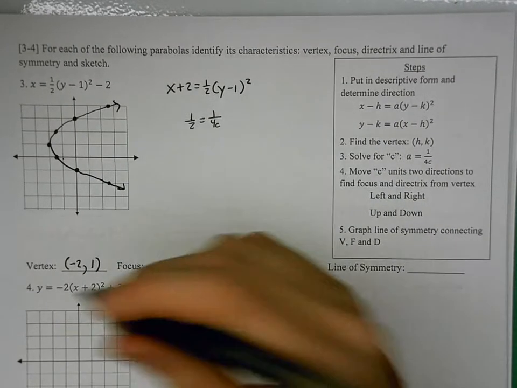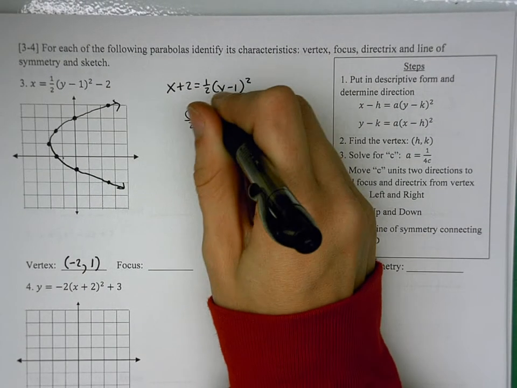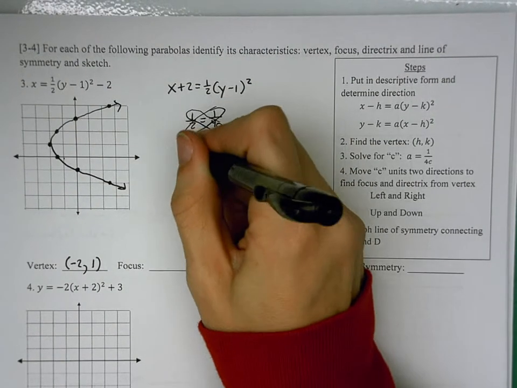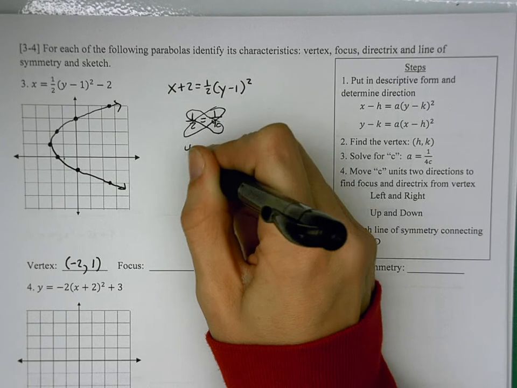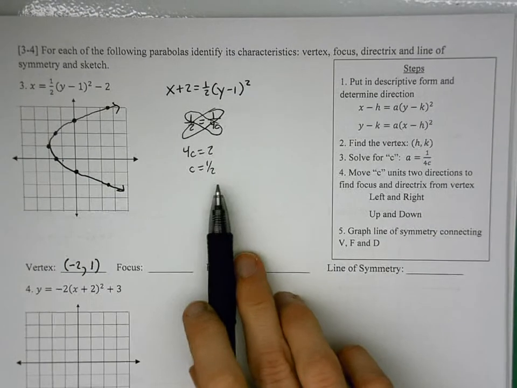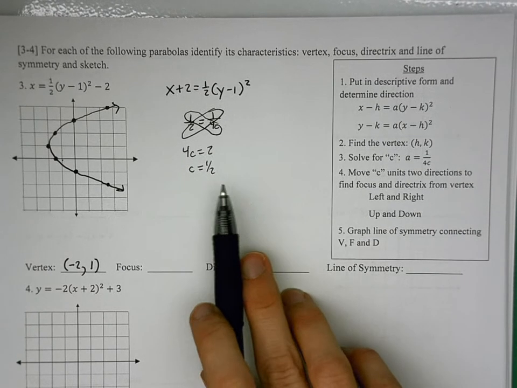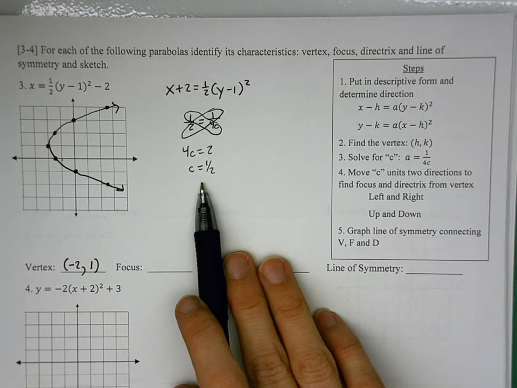People solve these all kinds of ways. I'd say a lot of people like doing a kind of a cross multiplication element here. So 1 times 4c is 4c, 2 times 1 is 2, and then dividing the 4 you get 1/2. And so that 1/2 tells us how far from my vertex my focus is going to be, how far from my vertex my directrix is going to be.